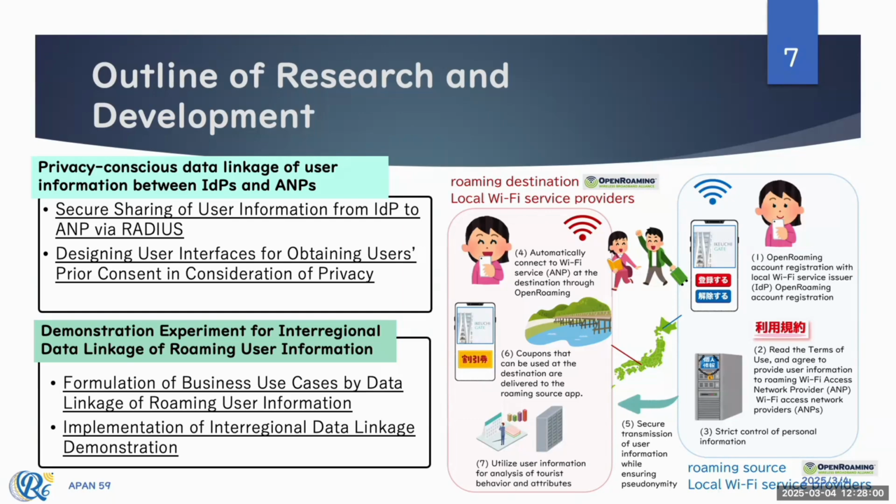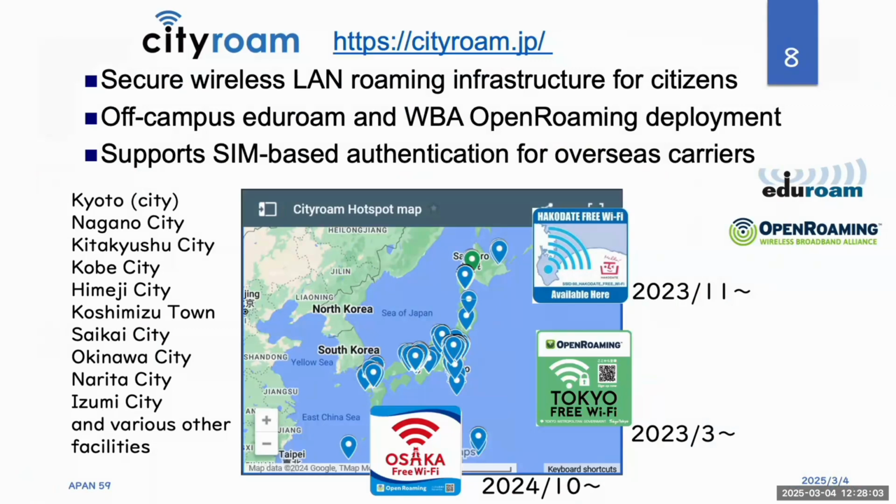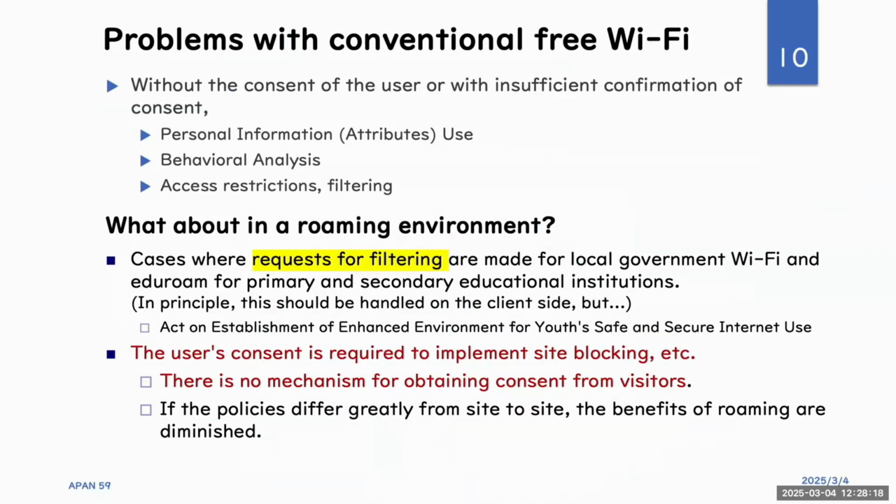Oh, I have three, last 2 minutes. So let me skip this slide because Cityroam was mentioned in detail by Goto Sensei. So I'd like to talk about the problems with conventional free Wi-Fi. So without the consent of the user, or with insufficient confirmation of consent, in such situations, personal information will be used or behavioral analysis will be performed and access restriction or filtering will be performed.